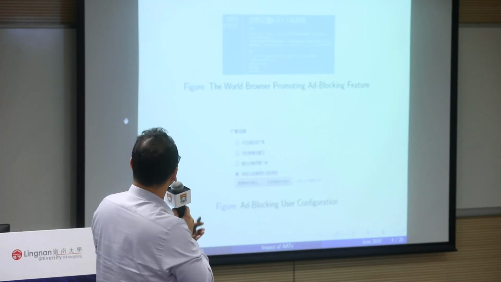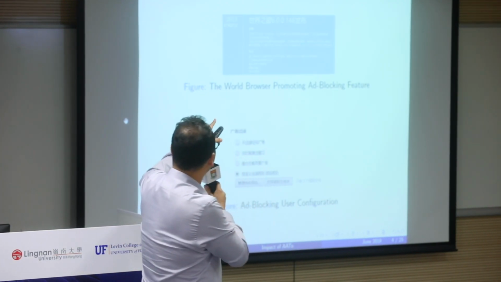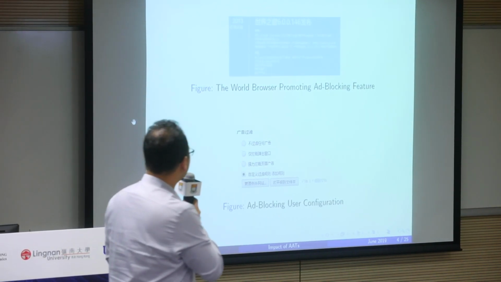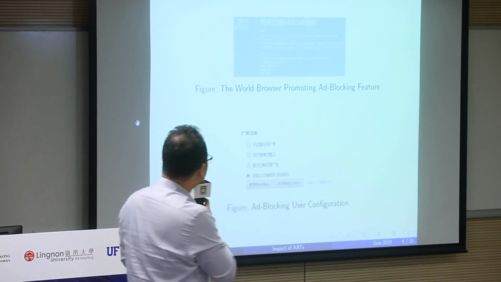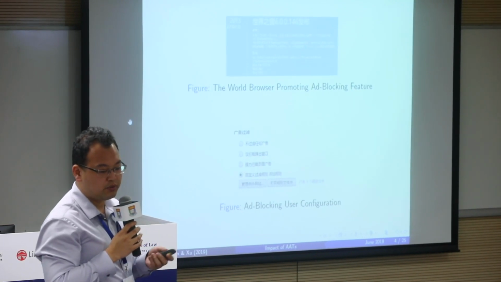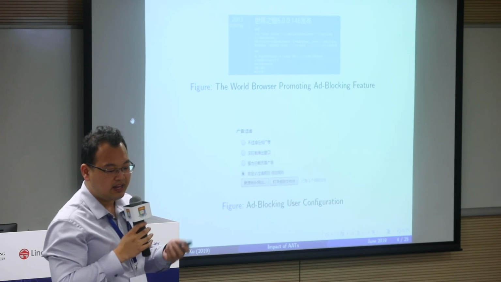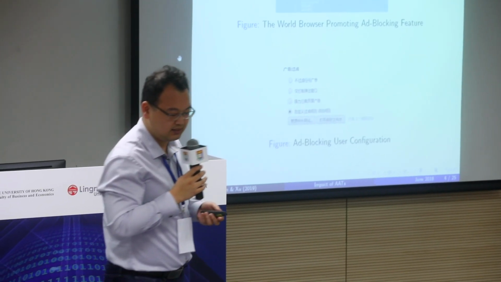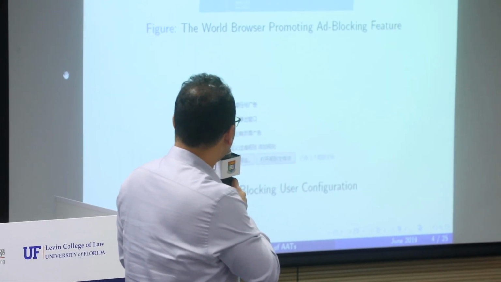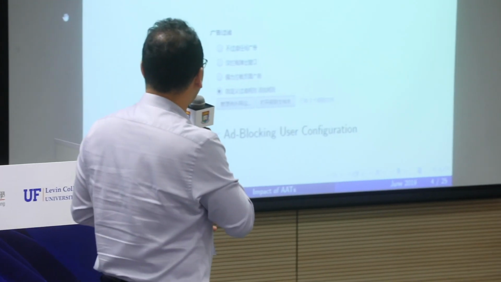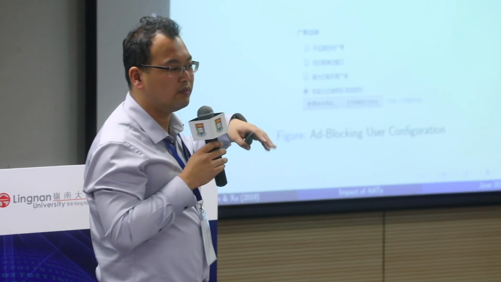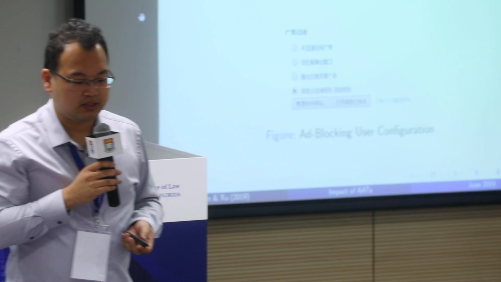This picture is very small, but I will explain it. The picture on the top is the update log of the World Browser. It's posted on July 31st in 2013, where the World Browser promoted that they have added this ad blocking feature as a built-in feature, such that the audience can just turn on this feature and they don't have to watch the ads. The picture on the bottom is what the users would see when they were trying to configure their ad blocking features. This is in Chinese, I'll explain. The first one is no blocking, the second one is blocking pop-ups, the third one is blocking every ad, and the fourth one is customization.